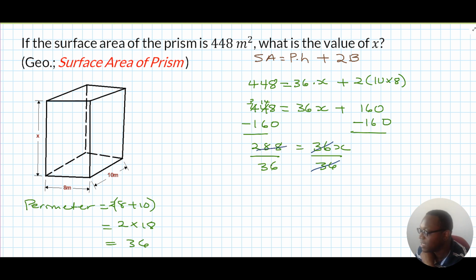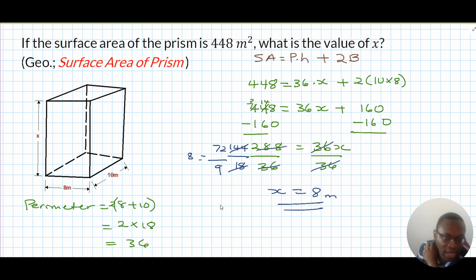So we're going to divide this by 2. I have 144 here. I have 18. Continue dividing by 2. I have 72. I have 9. So when you divide 72 by 9, what do you have? You have 8. So therefore, x is equal to 8 meters. So that is the value of x. So the height of this prism is 8 meters.